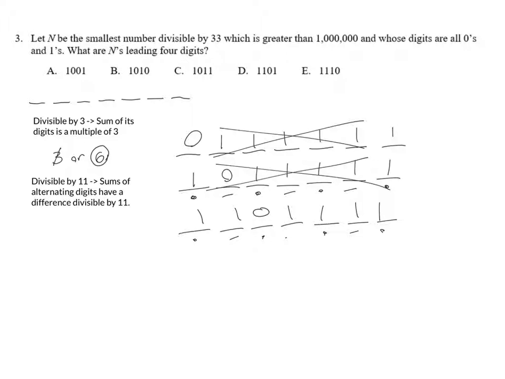And this is the smallest possible number that fits, because if we moved the 0 any further to the right, we would end up with a larger number. Therefore, this is the smallest number that satisfies all of the given conditions. If we look at the first 4 digits, which is what we were asked for, we have 1101, and so we know that's answer choice D.